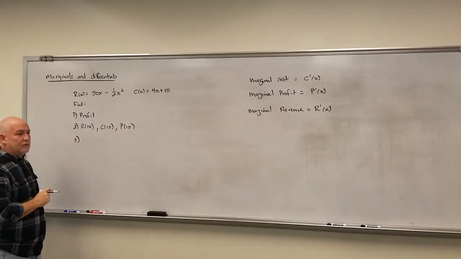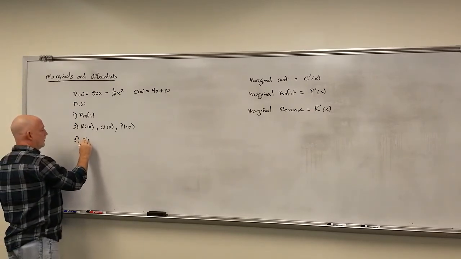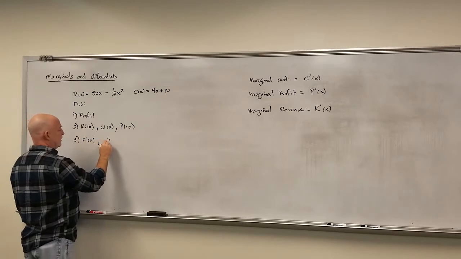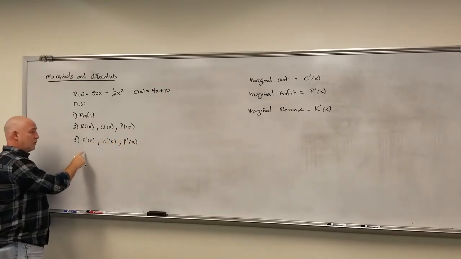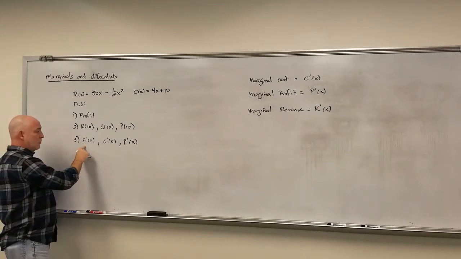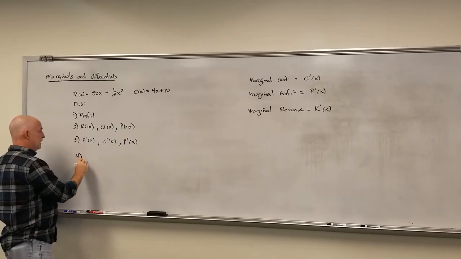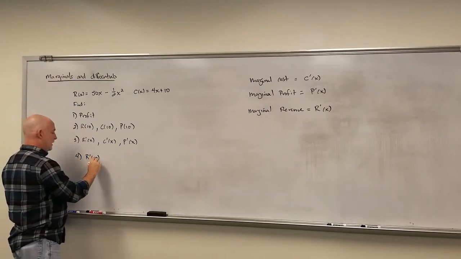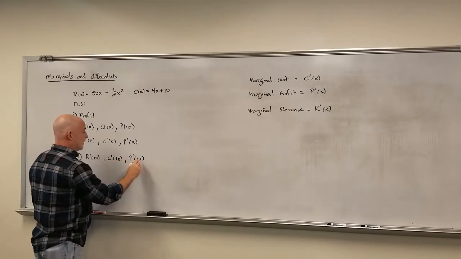3, what else might we want to do? What about if I ask you to find R prime of X, C prime of X, and P prime of X? Now another way of wording this is, what's the marginal revenue, marginal cost, and marginal profit? And the last thing, what about R prime of 10, C prime of 10, and P prime of 10? Let's see how this works out.